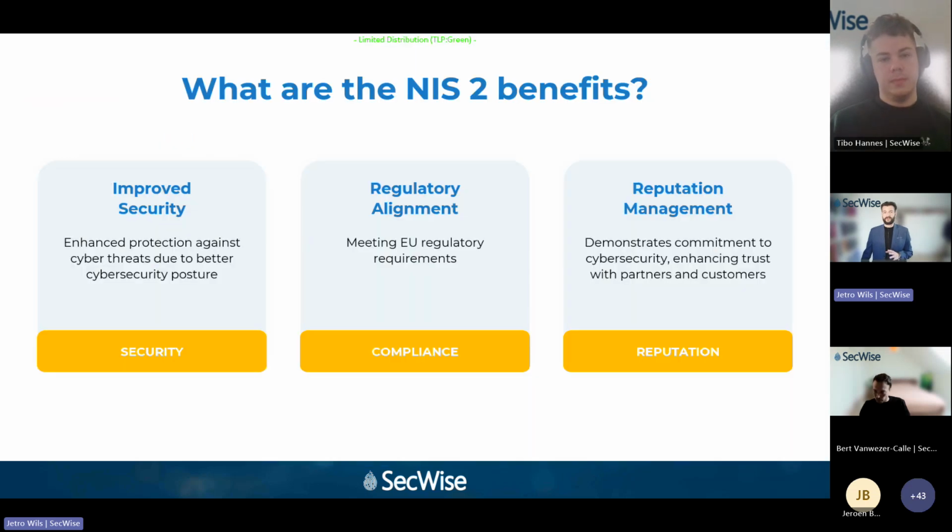Now, what are the benefits? You say, this sounds complex. This sounds like a lot of work for an organization. Why should we do this? What are the benefits, right? So in essence, there are three main benefits: improved security, regulatory alignment, and reputation management, right?